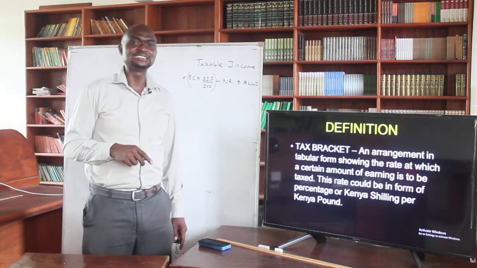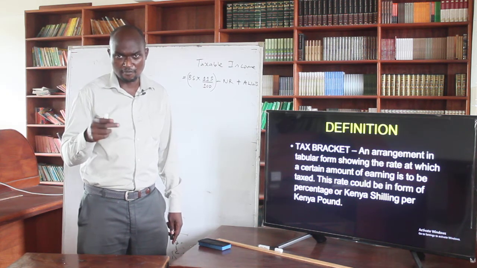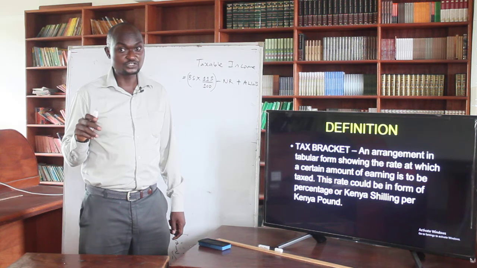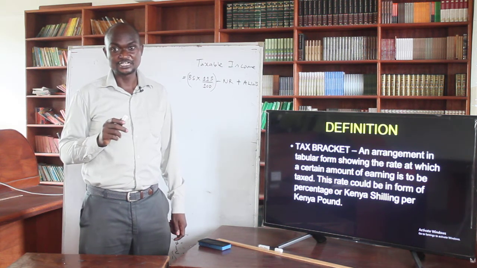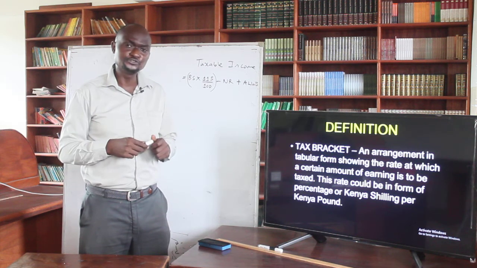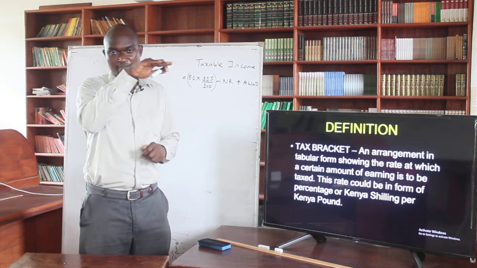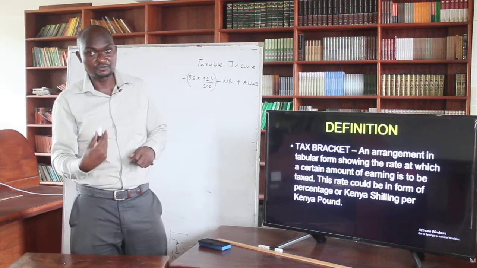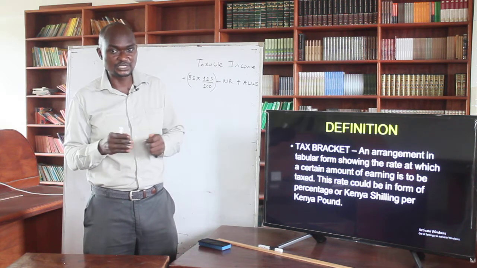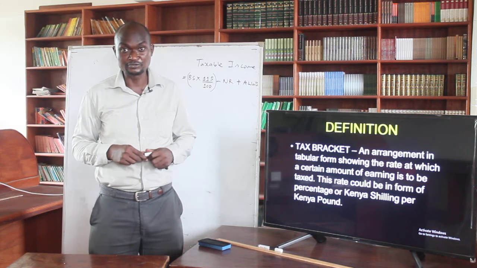Then we have what we call tax bracket. Tax bracket is an arrangement in tabular form showing the rate at which a certain amount of earning is to be taxed. And this rate could be in the form of percentage or Kenyan shillings per Kenyan pound. Now Kenyan pound is a currency that was used when Kenya was under British colonial rule. The British used what is called the sterling pound, and they put a marker that one sterling pound was equivalent to 20 Kenya shillings. So when we talk about Kenyan pound, it simply means 20 shillings. So how many shillings is charged for every 20? That's the rate that can also be used other than percentage.